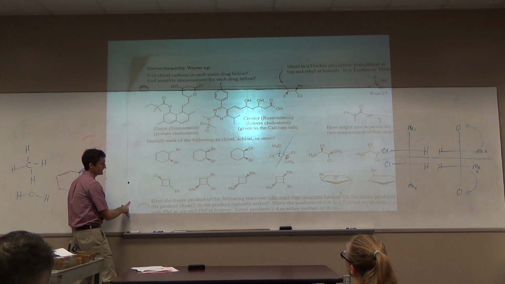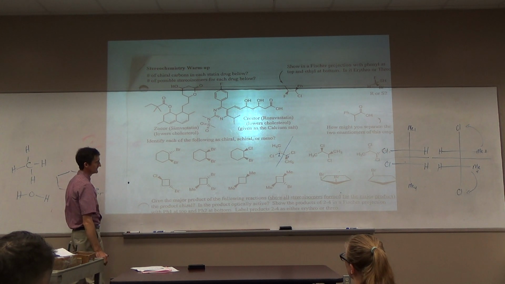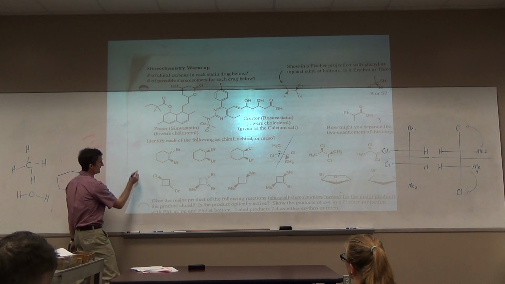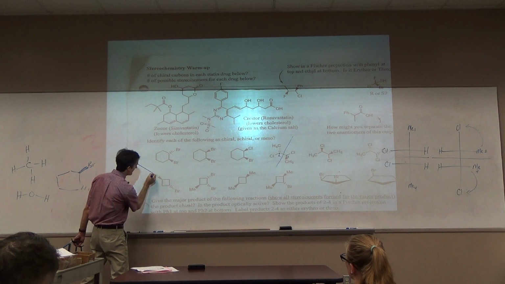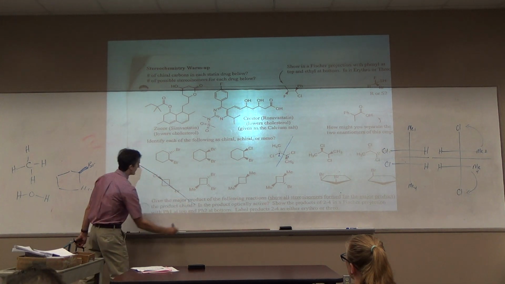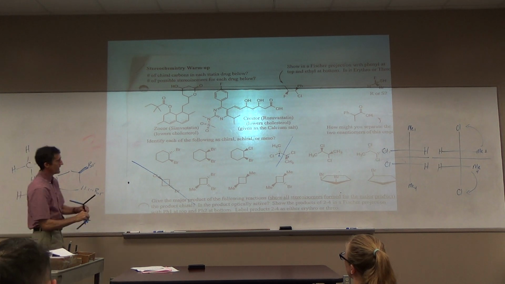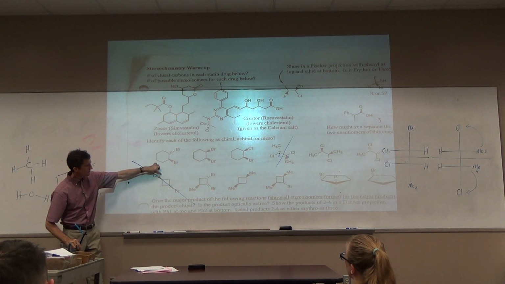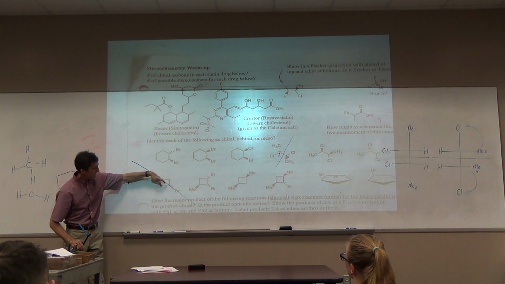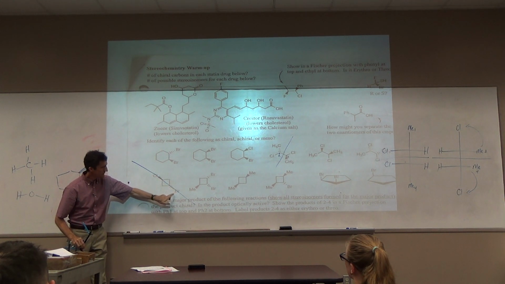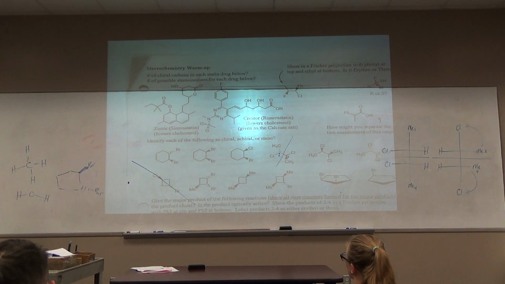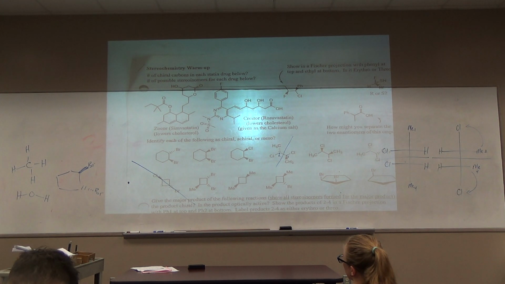Mirror plane? Yes, there's a mirror plane right through here. See it? Half a chlorine forward, mirroring half a chlorine forward. Half a ring, half a ring. Half a bromine back, mirroring half a bromine back. That's a mirror plane. Since it has a mirror plane, what's the answer?